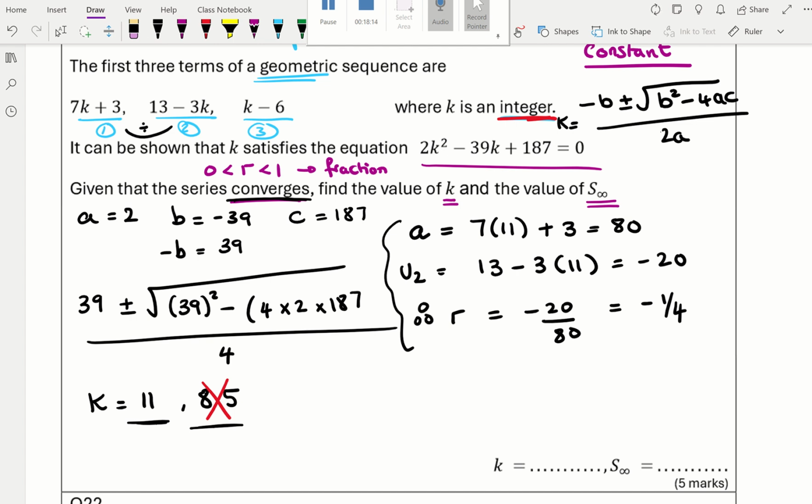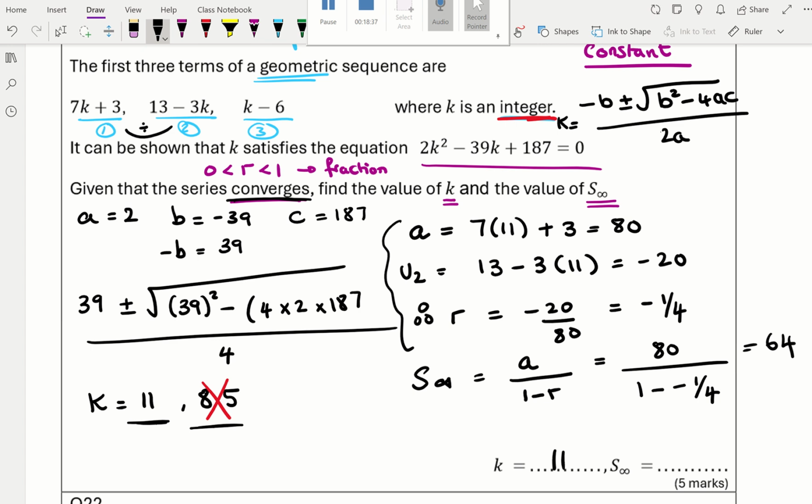Okay. So now that we have r, we can find the sum to infinity. The sum to infinity is a over 1 minus r. Well, a is 80 divided by 1 minus r, and r is negative a quarter, and that gives you 64. So k is 11, and the sum to infinity is 64, and you needed to find r to be able to find the sum to infinity.